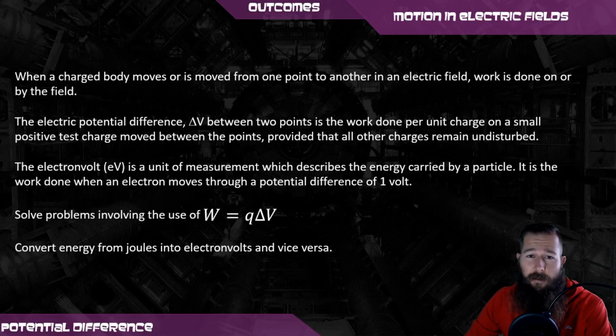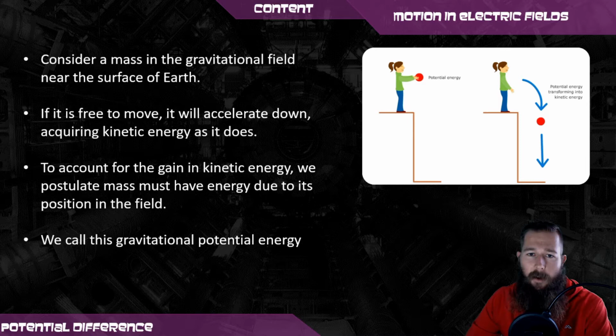In this video, we'll be introducing moving electric charges, potential difference, and electron volts. First, let's consider an object in Earth's gravitational field. When we release the object, it falls and accelerates due to gravity, and as it gets faster, it gains kinetic energy. Now, to account for this kinetic energy, as energy cannot be created or destroyed, we assume that the object had a potential energy due to its position in the field. And it is this potential energy that was converted to kinetic energy when the object was released.